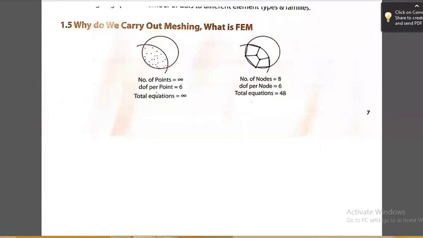Now degrees of freedom per point: as we know, in space each point has 6 degrees of freedom. So degrees of freedom per point is equal to 6. So what were the total equations? Number of points times degrees of freedom. This is equal to the total number of equations. So it will go to infinity for this continuous approach.